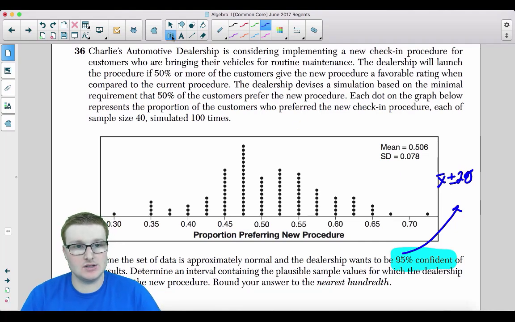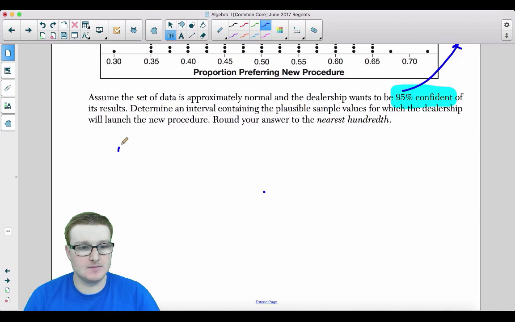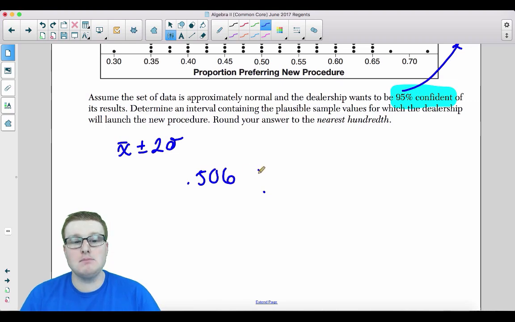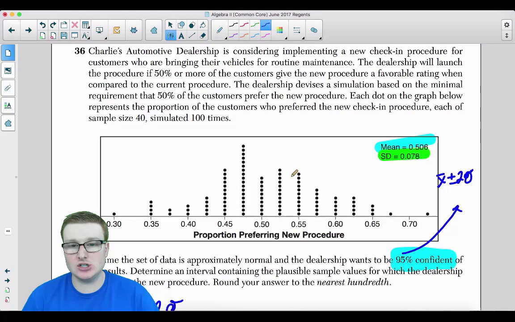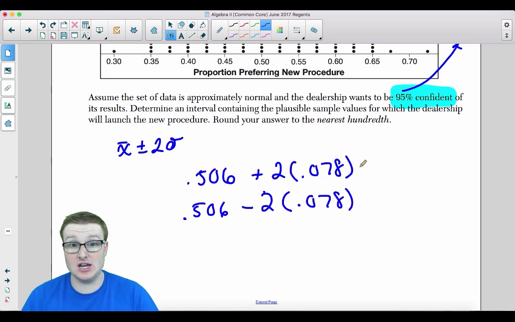So they tell us some information. You've got to pick out the right information. The mean is 0.506. The standard deviation is 0.078. So what we're going to do is calculate the mean plus or minus 2 standard deviations. So we get 0.506 plus 2 times the standard deviation of 0.078, and 0.506 minus 2 times 0.078, the standard deviation.